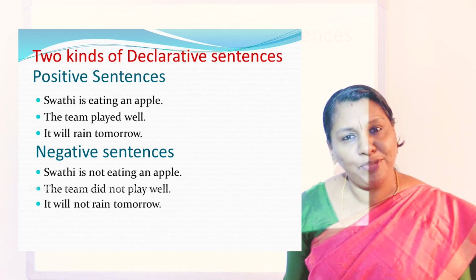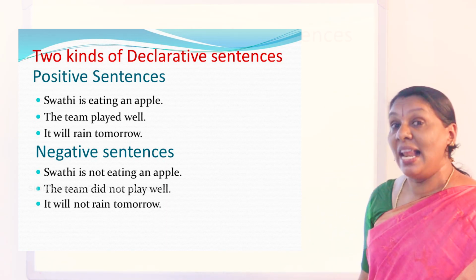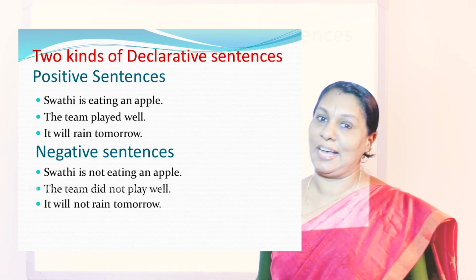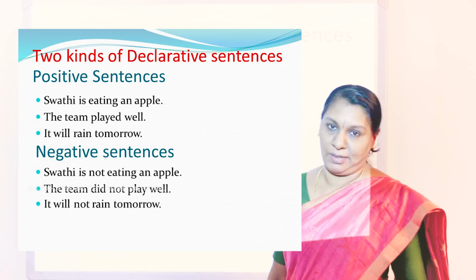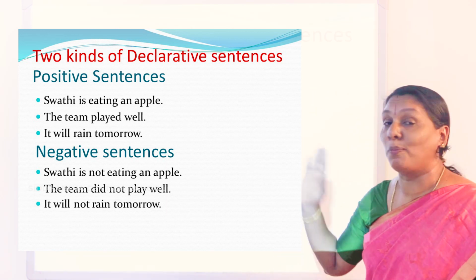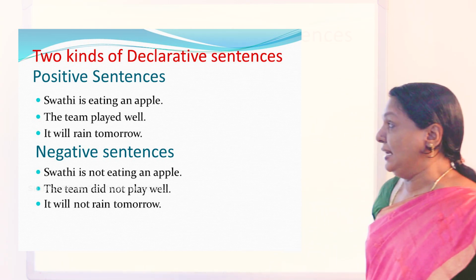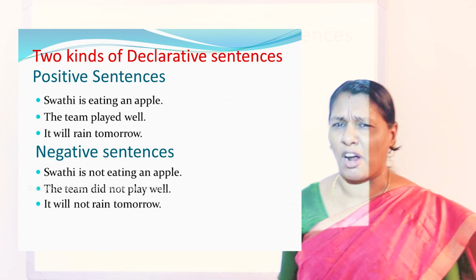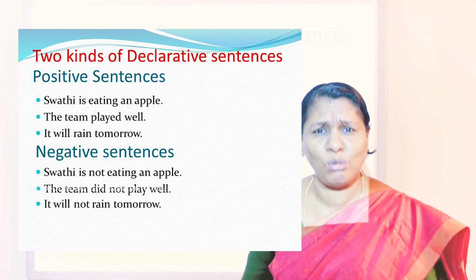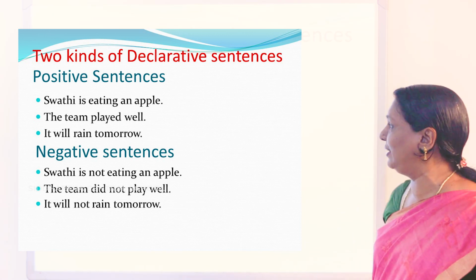Declarative sentences are of 2 kinds, positive sentences and negative sentences. Let us look at some of the examples. Swati is eating an apple is the first sentence which is positive. What is Swati doing? She is eating an apple. Look at the second sentence. The team played well. What if the team is not playing well in a game? They will lose the game, right? Here, the team played very well.